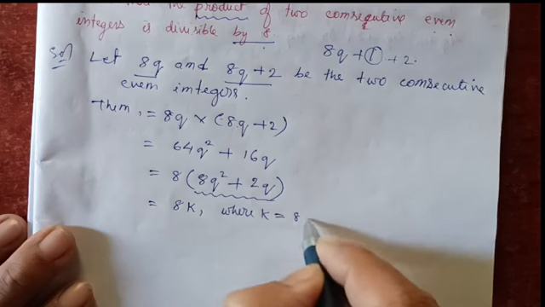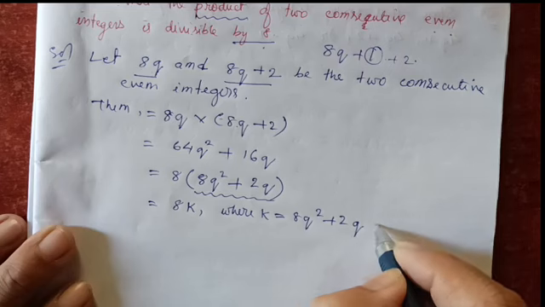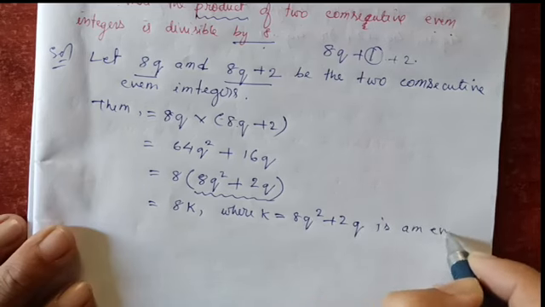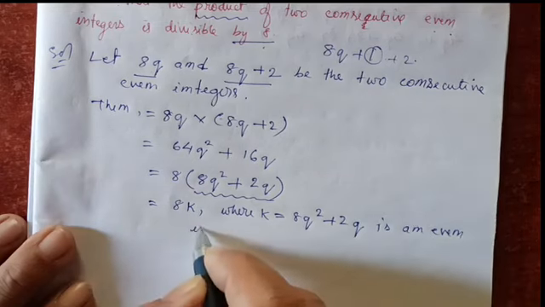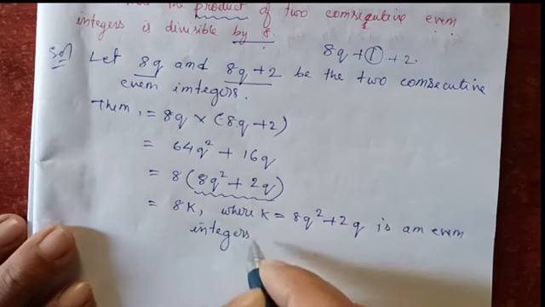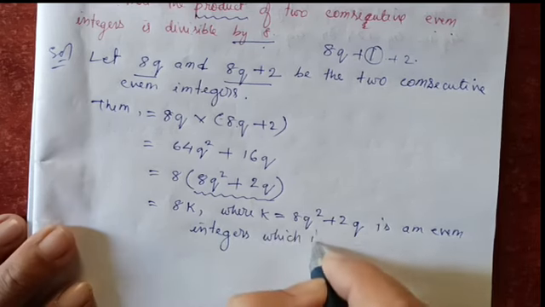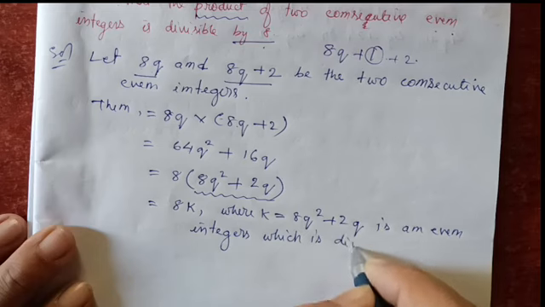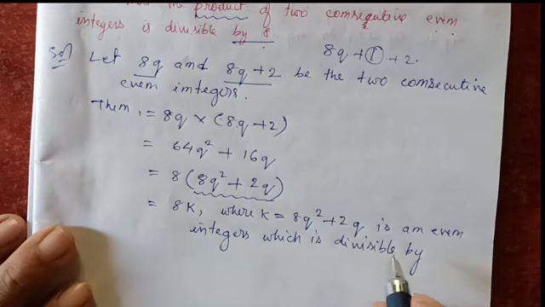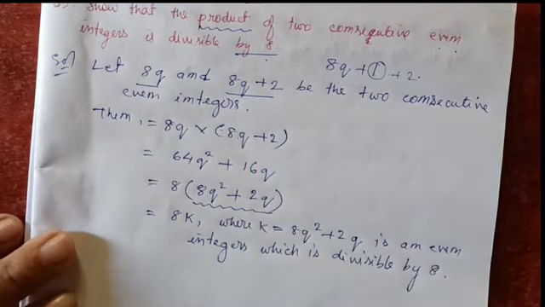where K equal to 8q square plus 2q is an even integer. We are copying from the question only. An even integer which is divisible by what? Divisible by 8.